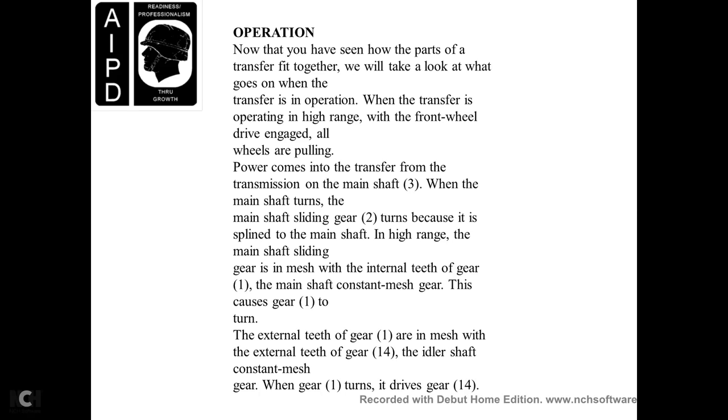Operation. Now that you have seen how the transfer parts fit together, you will look at what goes on during transfer operation. With the transfer operating in the high range, the front wheel drive is engaged and the wheels are pulling. The power comes into the transfer from the transmission main shaft.